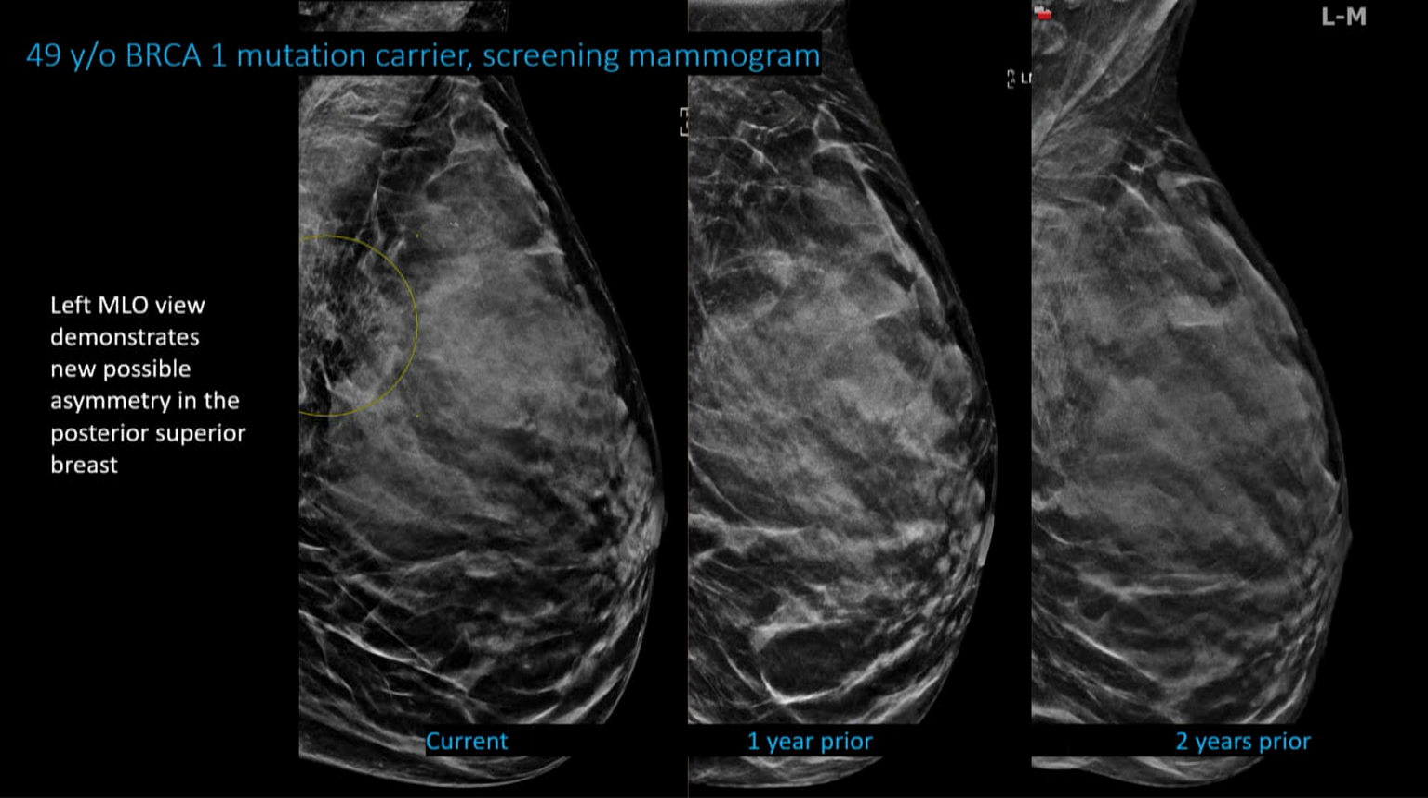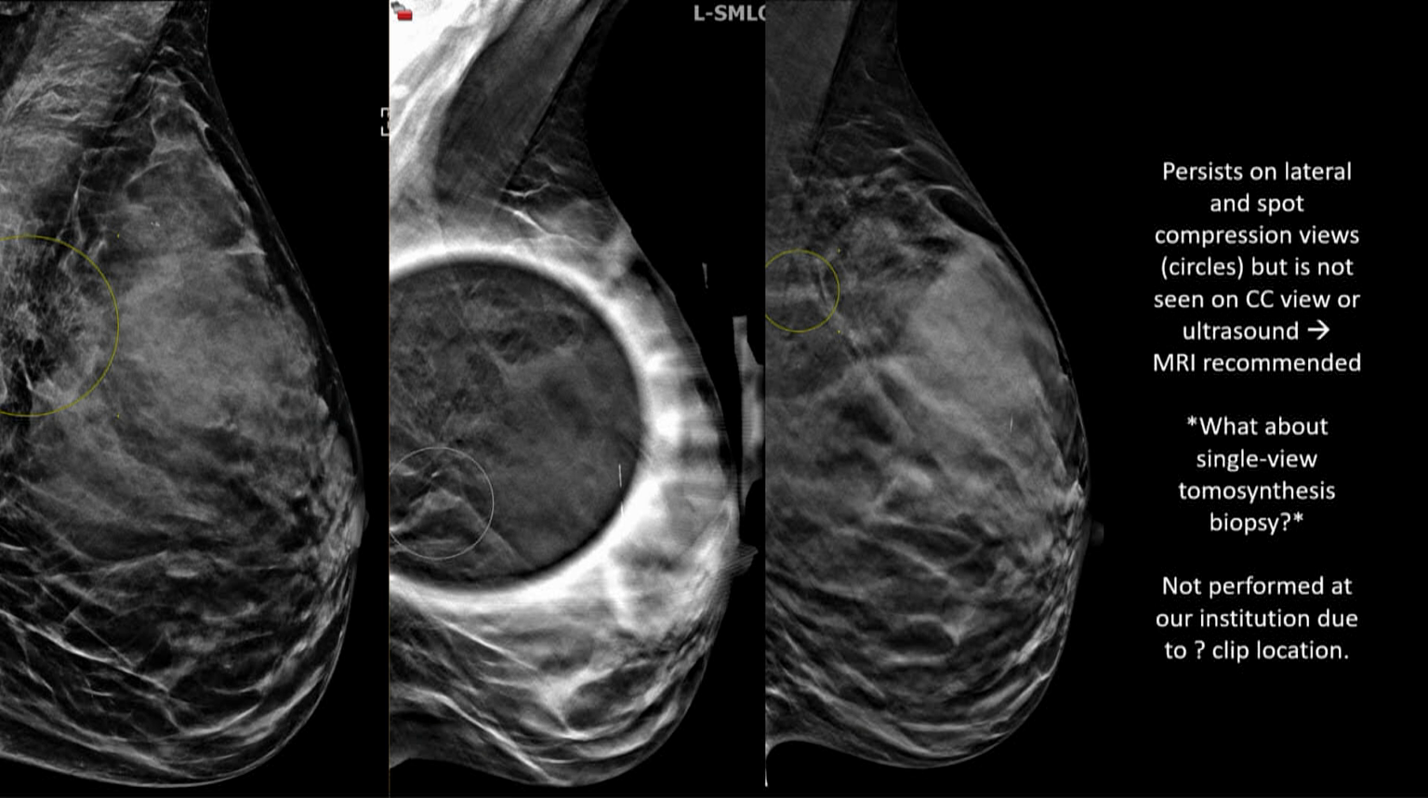So this is a case. This is a 49-year-old woman. She has a BRCA1 mutation, in her screening mammogram on the left MLO view, there's a possible new asymmetry in the upper breast. Compared to 1 year and 2 years prior, it's difficult to know, was this now included in view? Does she have some fatty involution of the breast? But she was called back from screening.